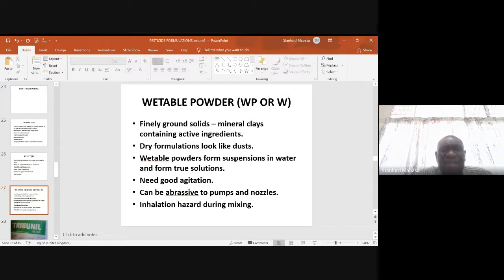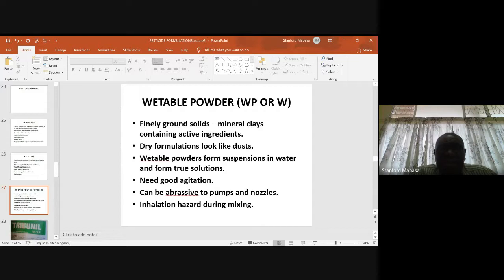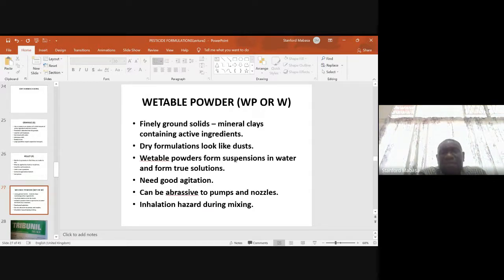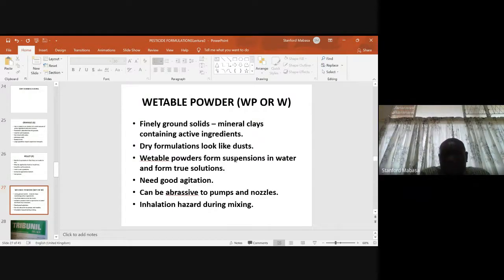You could have finely ground solids, mineral clays containing active ingredients. So the active ingredients are contained in the clay particles. And dry formulations in the form of wettable powders, WP or W, they are in the form of dust. This is why you really need a mask.